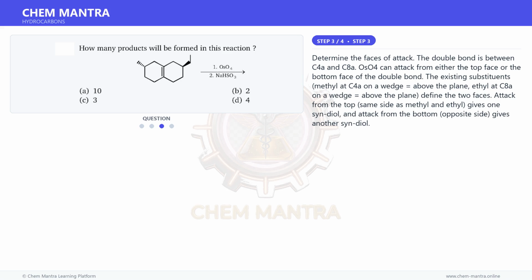Determine the faces of attack. The double bond is between C4a and C8a. OsO4 can attack from either the top face or the bottom face of the double bond. The existing substituents, methyl at C4 on a wedge, equal to above the plane, and ethyl at C8 on a wedge, equal to above the plane, define the two faces. Attack from the top, same side as methyl and ethyl, gives one syn diol, and attack from the bottom, opposite side, gives another syn diol.